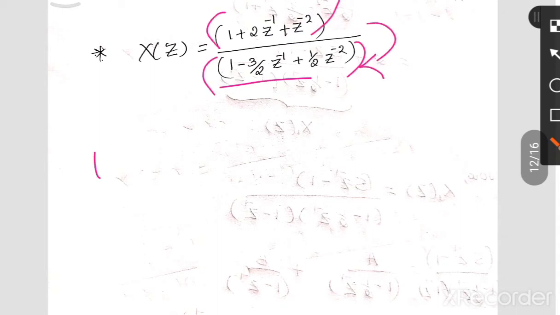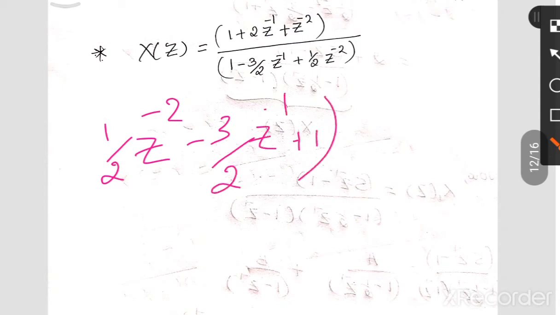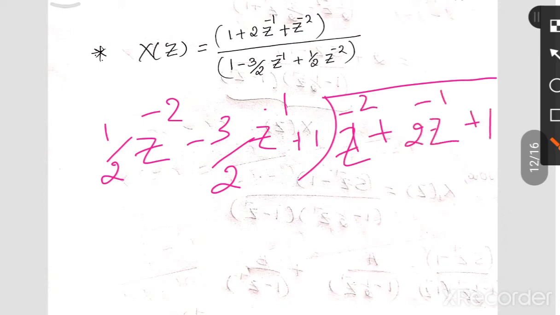by this particular signal. So divide this signal, that is 1 by 2 z raised to minus 2 minus 3 by 2 z raised to minus 1 plus 1. This signal we have written like this. The numerator signal we have to take is z raised to minus 2 plus 2 z raised to minus 1 plus 1. So divide this to get 1 here. How much do you have to multiply with this? It has to be multiplied with 2.